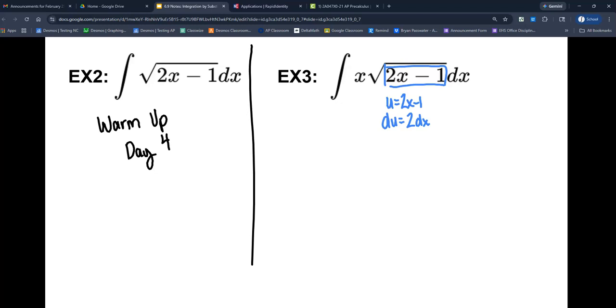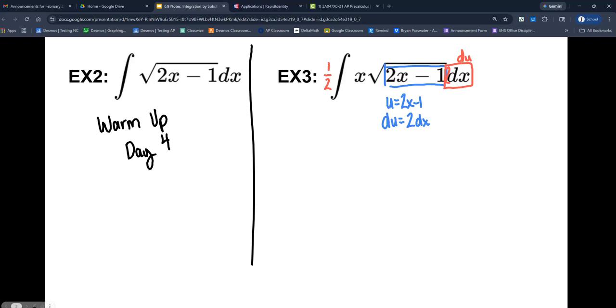So just like on the warm-up, I don't have a 2. So I could put the 2 right here, as long as I put a 1/2 out front, and then I've got this part right here is my du. But here is the problem.